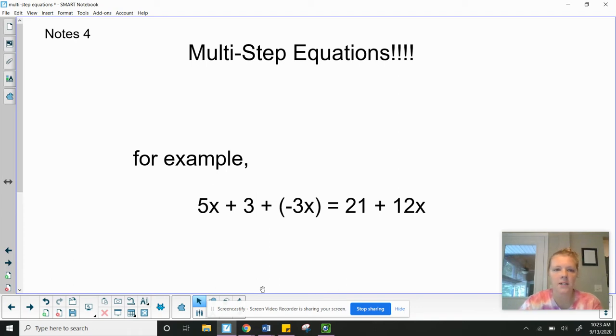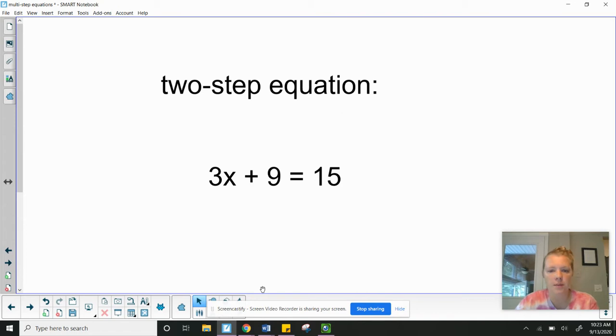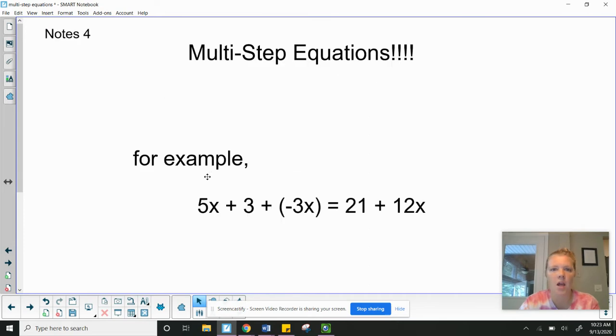Hello, today we're going to take notes 4 called multi-step equations. So far we have been working on 1 and 2 step equations. This is an example of a 2-step equation. Remember, it's a 2-step equation because there's 2 numbers on the side of the equation with the variable. There's a 9, that's the constant, and the 3, that's the coefficient.